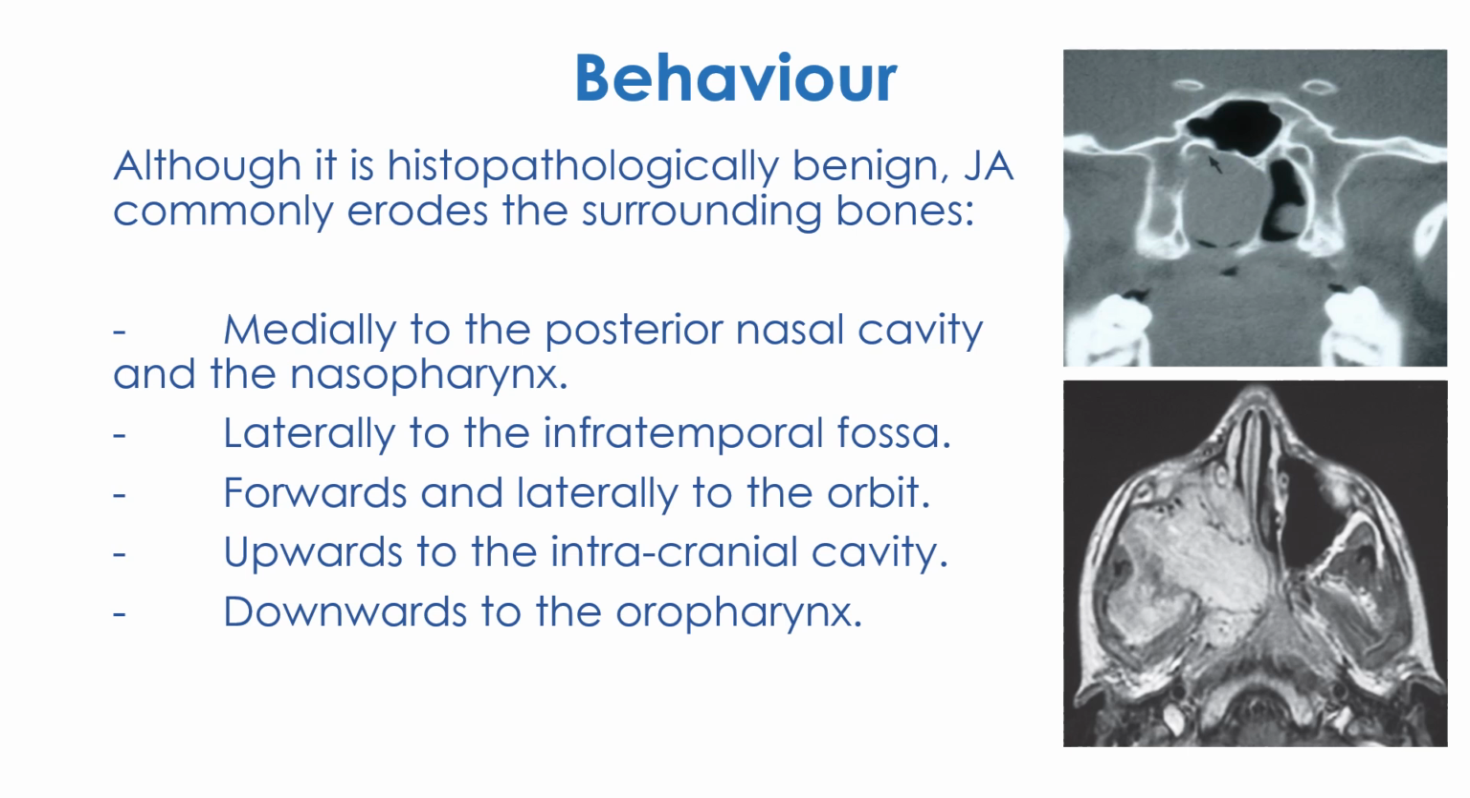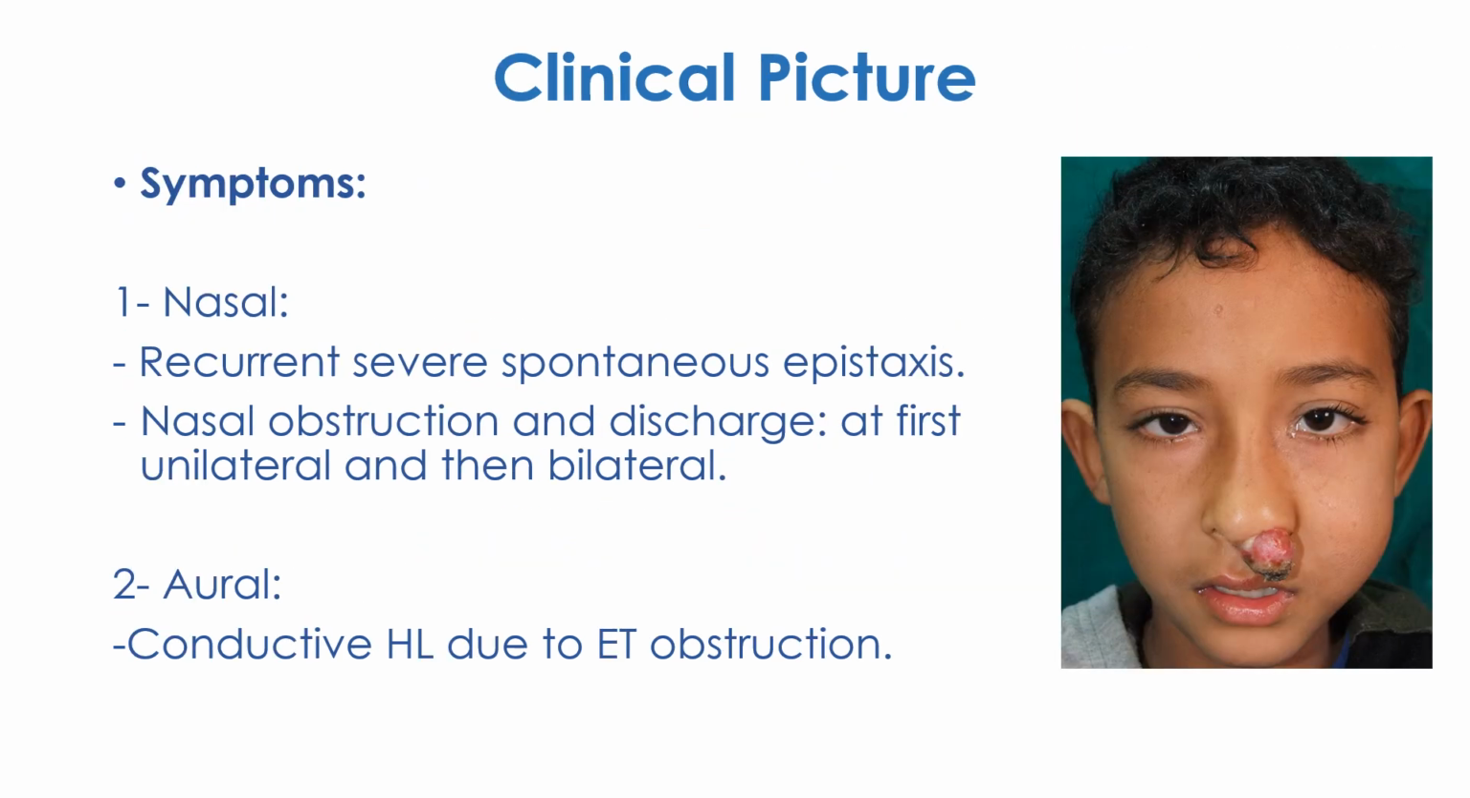Behavior of this tumor: although this tumor is histopathologically benign, juvenile angiofibroma commonly erodes the surrounding bones. It spreads medially to the posterior nasal cavity and nasopharynx, laterally to the infratemporal fossa, forward and laterally to the orbit, upwards to the intracranial cavity, and downwards to the oropharynx.